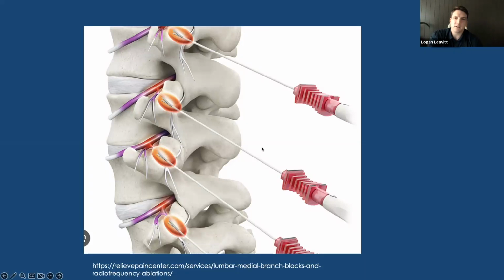It's not very long either, so you would get all the probes in place and have them all hooked up, then you turn it on and it would heat up for 90 seconds. You'd have to anesthetize the area beforehand, obviously, because it does cause a little bit of pain in that area. But normally it's a pretty well tolerated procedure. Like I said, it's commonly performed and people generally tolerate it pretty well.